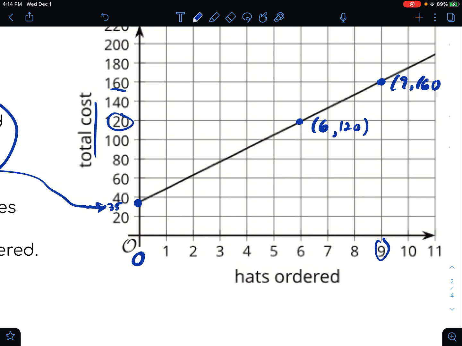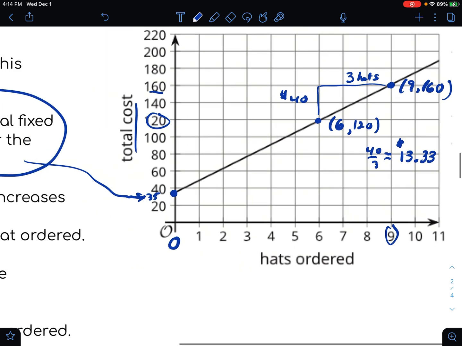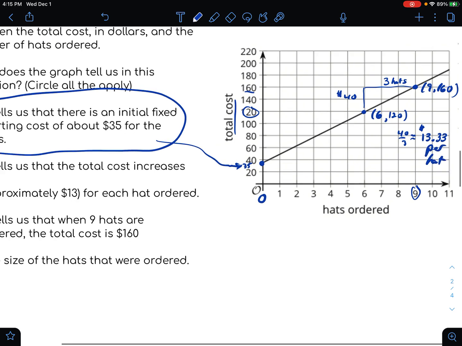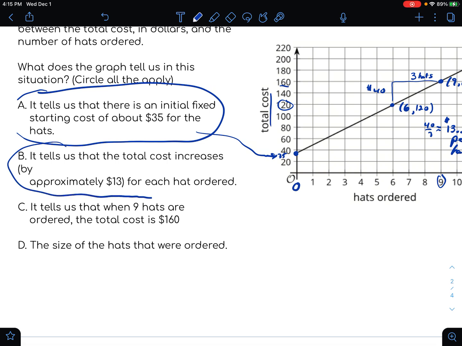So if I'm looking at how much it's going up per hat, it's going up 3 hats and it's gone up $40. So 40 divided by 3, so in other words, this has gone up right here $40, and this has gone over 3 hats. And 40 divided by 3 is just a little bit over $13, $13.33 is what that would be. So yeah, per hat, it does seem to be going up by about $13.